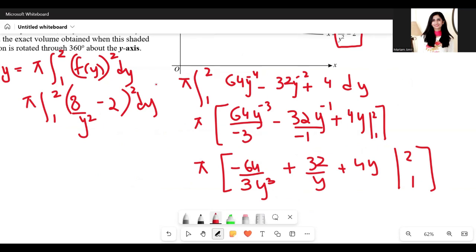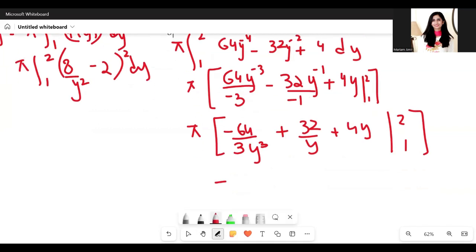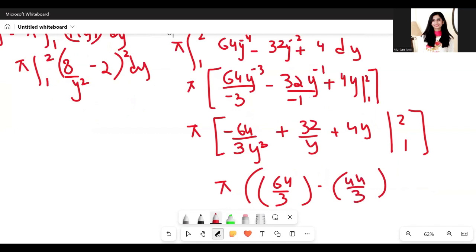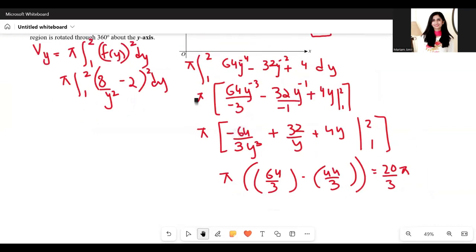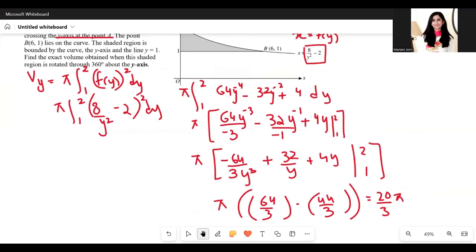When you substitute 2, you should get 64 over 3, then a negative sign, then you substitute 1, you should get 44 upon 3. And in the end, you should get 20 upon 3 pi, which is the result of finding the volume of the shaded region about the y-axis.